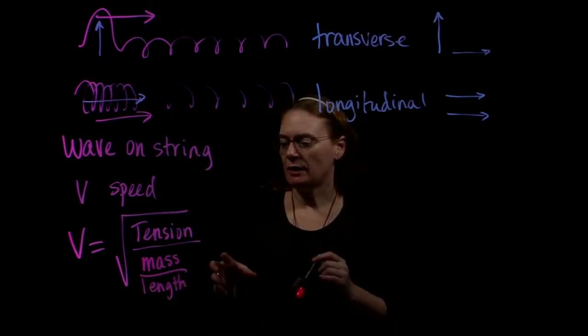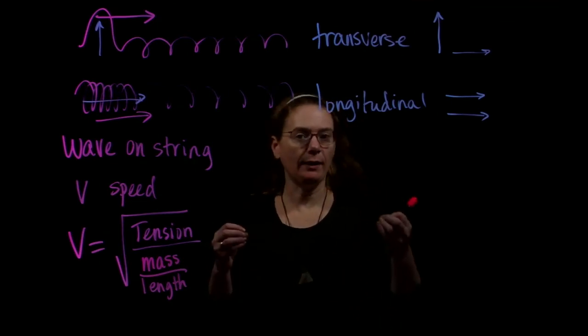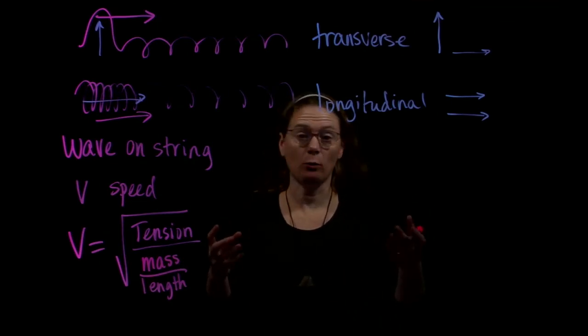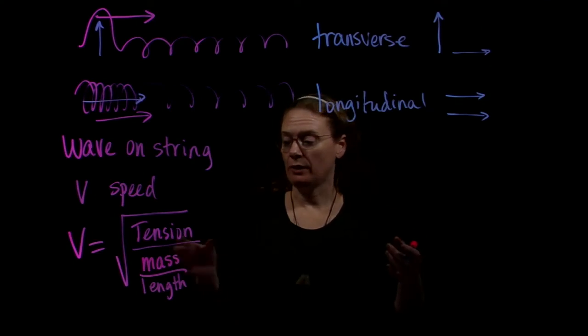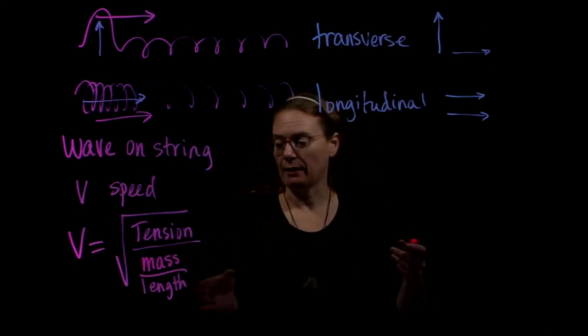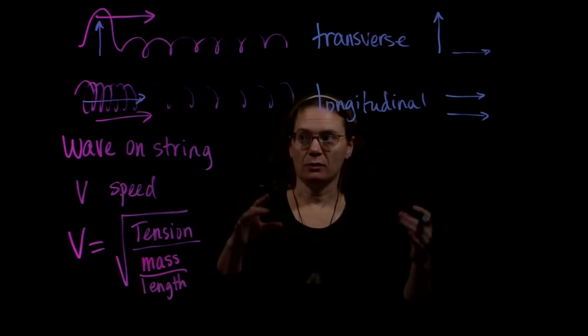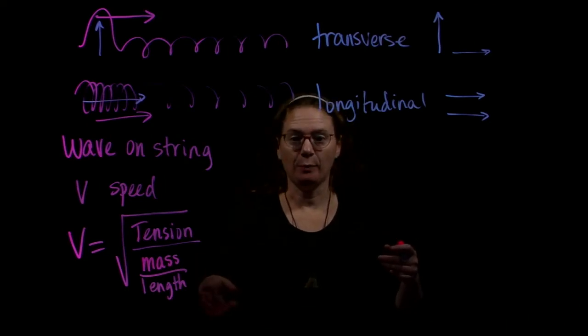So we can change that by thinking about a nice lightweight cotton string or a metal wire. A metal wire is going to have a lot more mass per unit length. Cotton string, not many kilograms per meter.